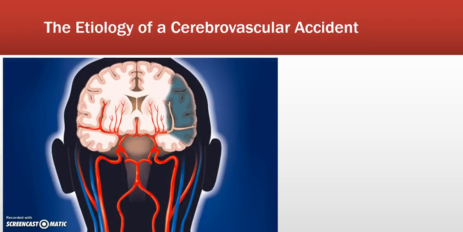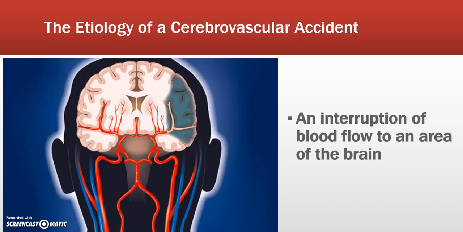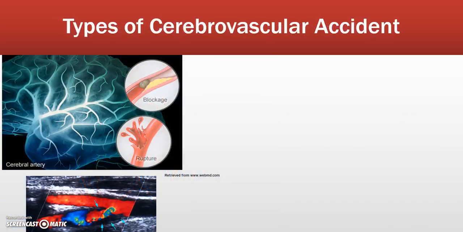The etiology of a cerebrovascular accident, or cause, is an interruption of blood flow to an area of the brain. There are three main types of strokes, each of which explains how the blood flow is interrupted. While these types describe the cerebrovascular accident that has occurred, they are not an indication of the varying degrees of damage that can result. The first is an ischemic stroke.